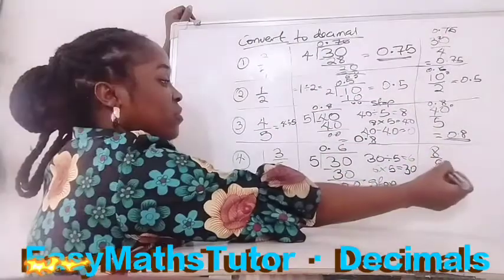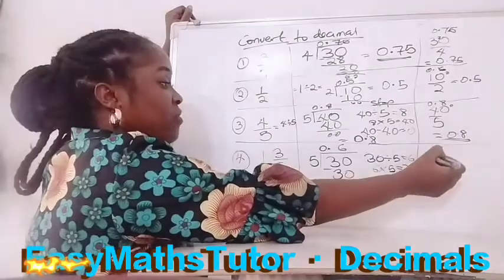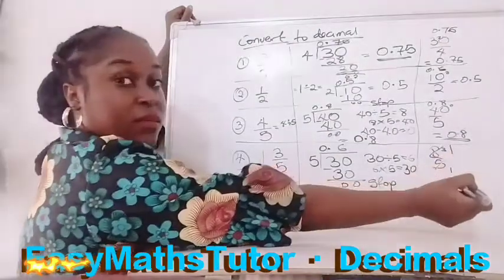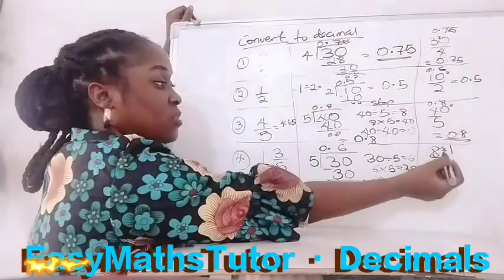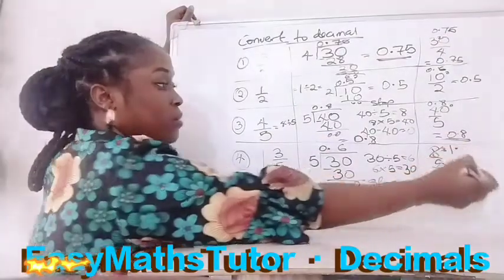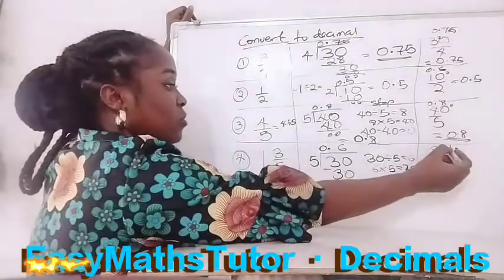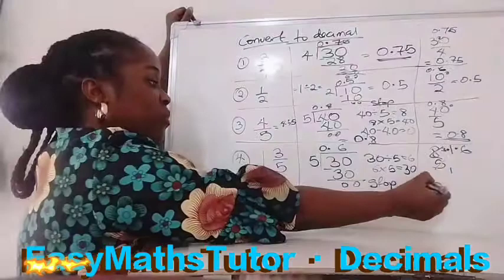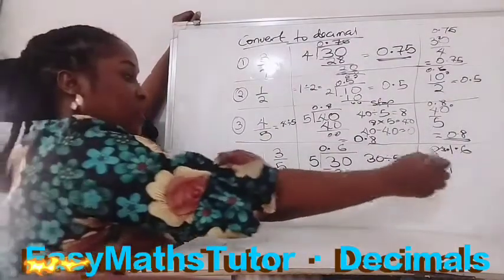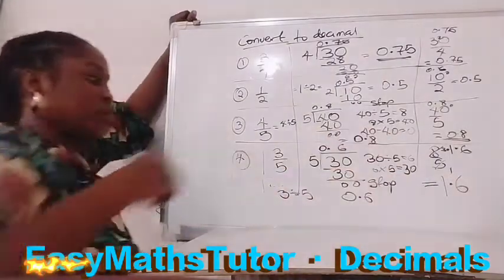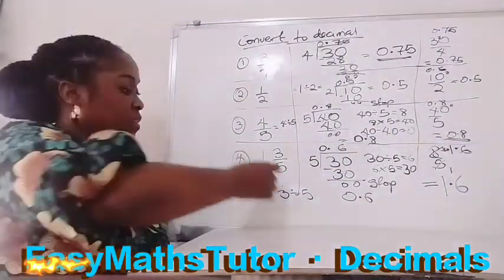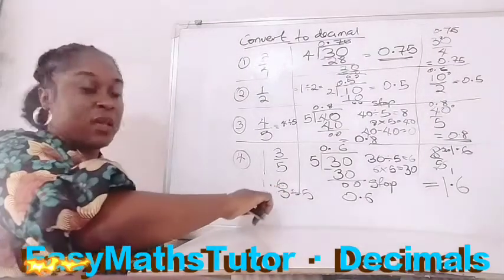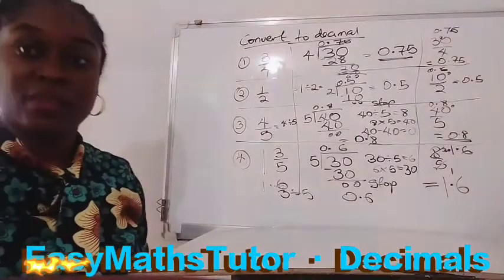Okay? 5 goes into 8, 1. Remainder what? Remainder 3. Because 3 is less than 5, we'll put a decimal. And that decimal will give us a 30. So 30 divided by 5 will be 6. So our final answer is 1.6. So the decimal of this is 1.6. Remember I said 1 point something something. That something something is 6.